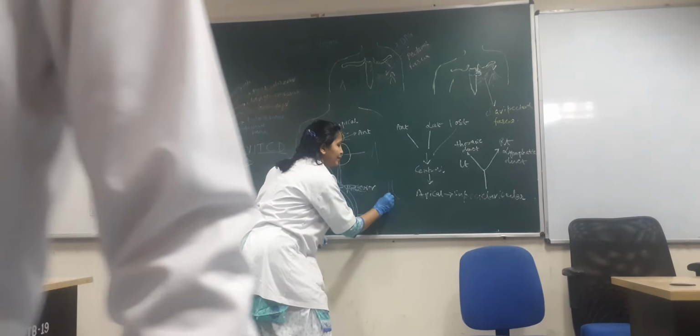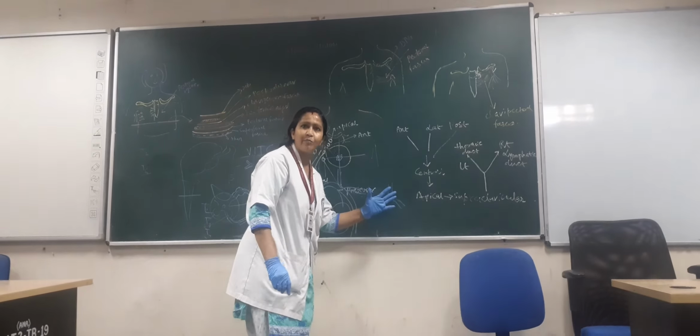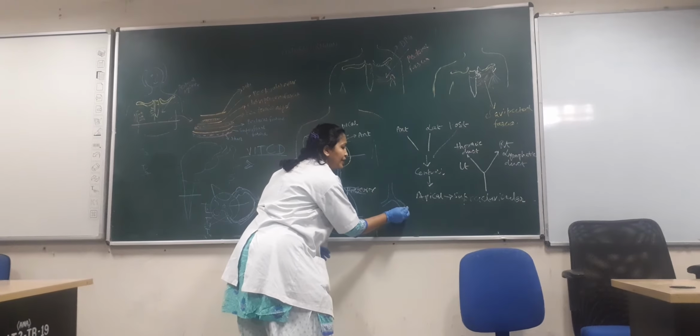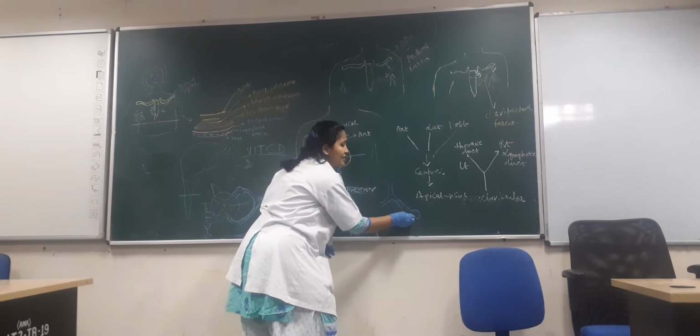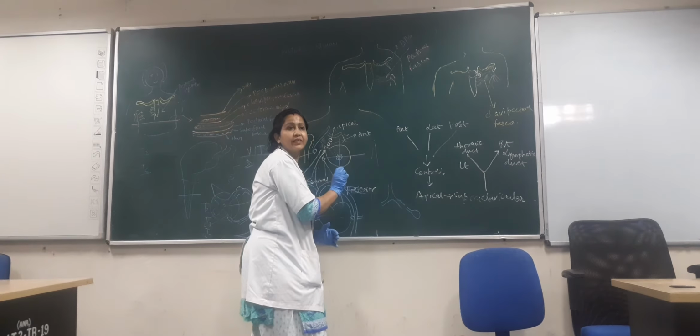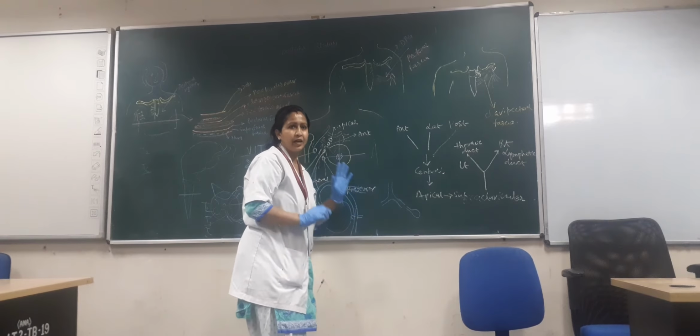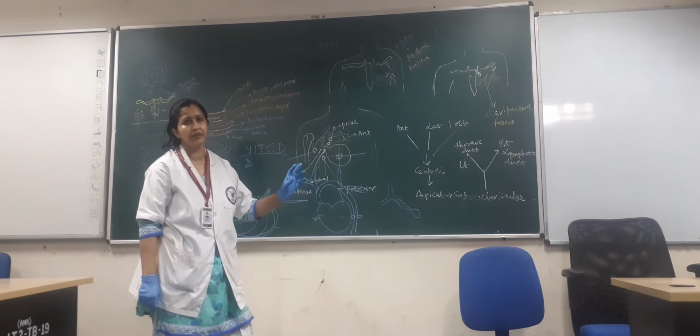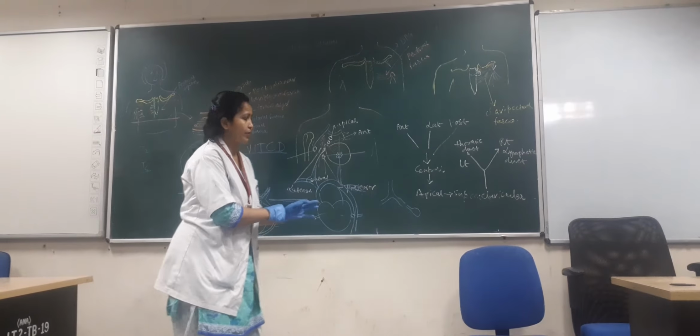Compound, that is, it has got major duct, contains minor duct, and so it is compound variety. And tubulo-acinar, that is, the secretory unit contains tubule as well as the acini. Compound tubulo-acinar variety of gland. Mammary gland. Okay.